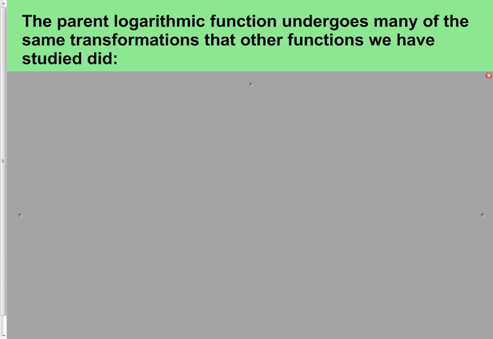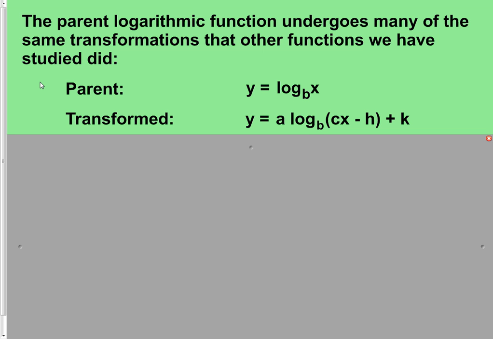Okay, the parent logarithmic function undergoes many of the same transformations that other functions we have studied did. So a lot of the stuff you're going to see here, you're going to recognize. Some of it you will recognize but have to come to a slight adjustment in order to understand it. But here we go. The parent logarithmic function is simply log with a base b of x.